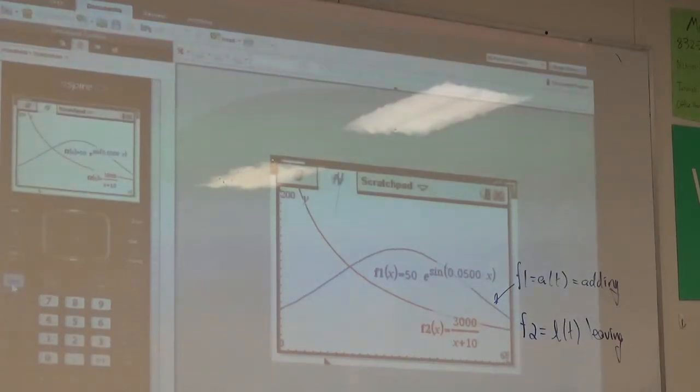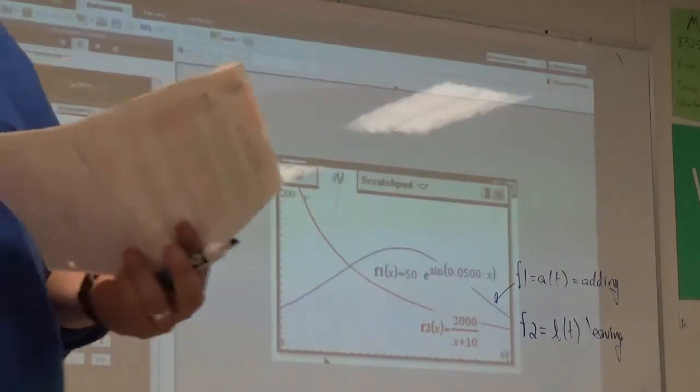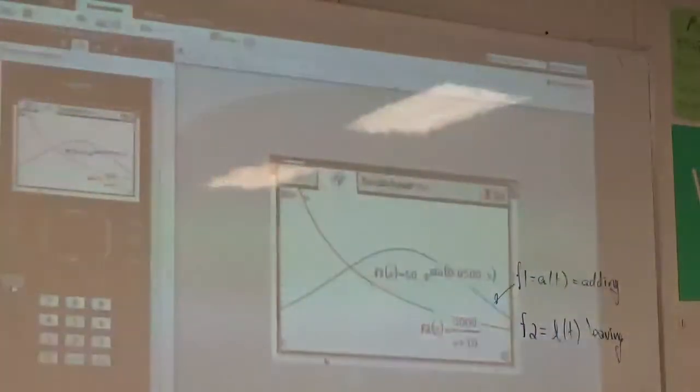Okay. Part B: determine the total amount of water in the pool at the end of 1 hour. I'm going to call this a 3-pointer. Irene, have you had a chance to finish part B? What'd you do for part B?